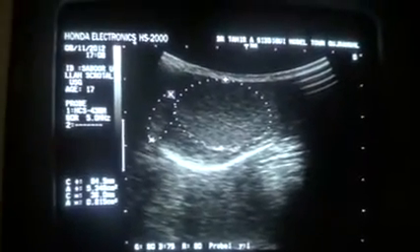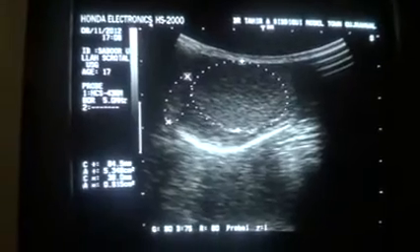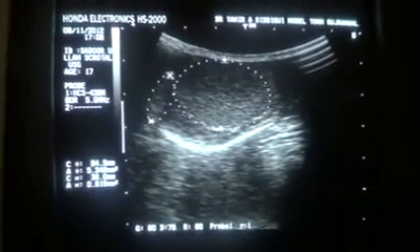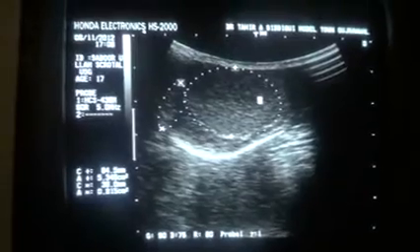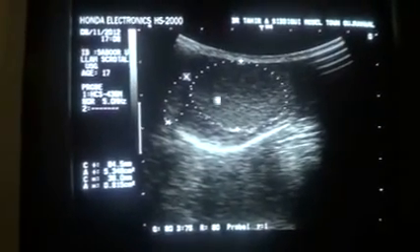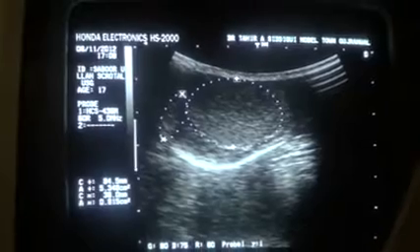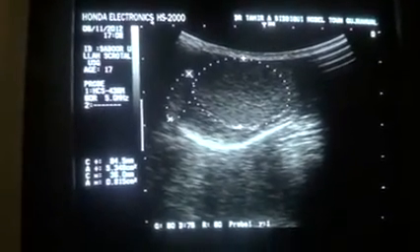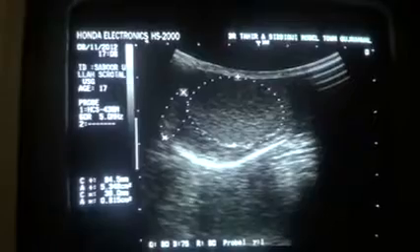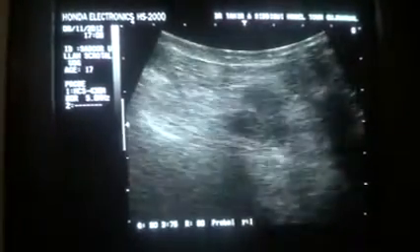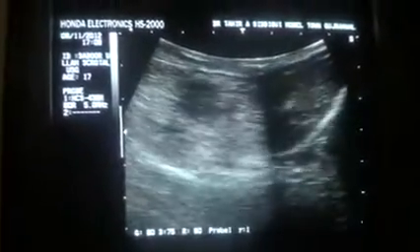The longitudinal section is not transverse. Sorry, once again. This is the longitudinal section of the left testis, and in the center, this hypoechoic linear structure is the mediastinum testis. So the left testis is normal, the hemiscrotum is normal, there is no fluid in this region, and the epididymis is seen normal.